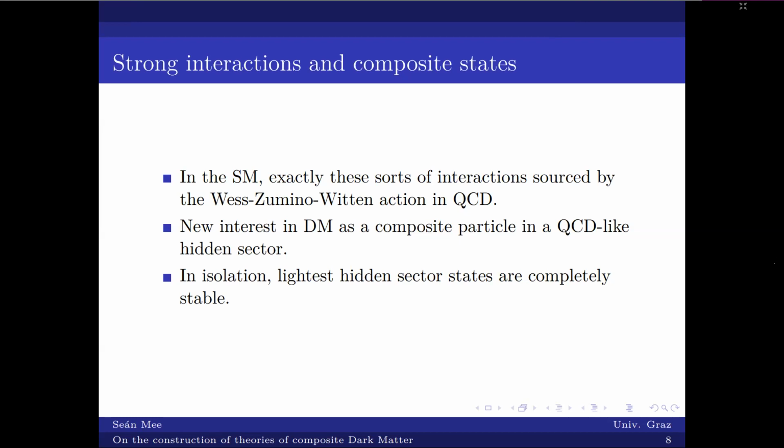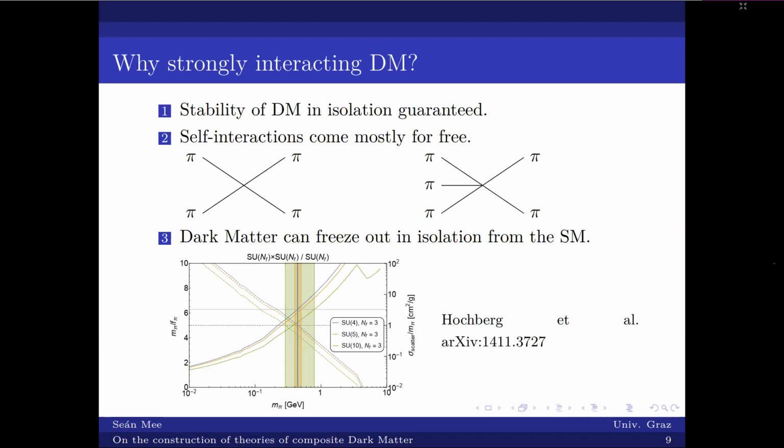Stable particles make good dark matter candidates. So why do we consider strongly interacting DM? What are the nice properties that theories like this have? Well, one, the stability of the DM in isolation is guaranteed. It just has nothing to decay to.